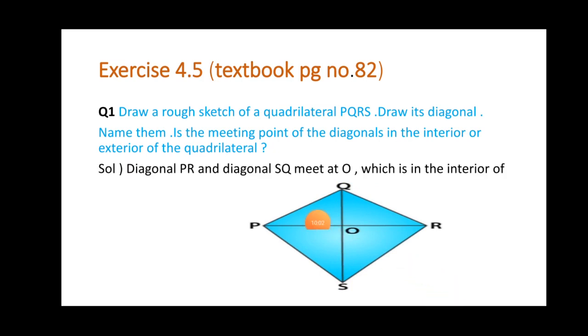So you can see from the figure that diagonal PR and diagonal SQ are meeting each other at point O. And you can see that this meeting point of both the diagonals is in the inside region of this quadrilateral PQRS. Okay, so you can write that the meeting point of the diagonals is in the interior of quadrilateral PQRS.